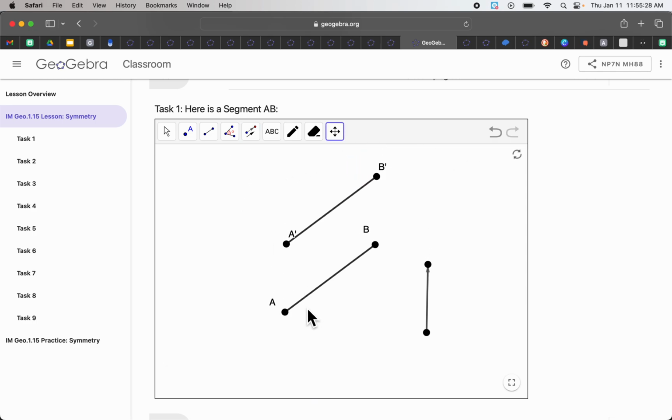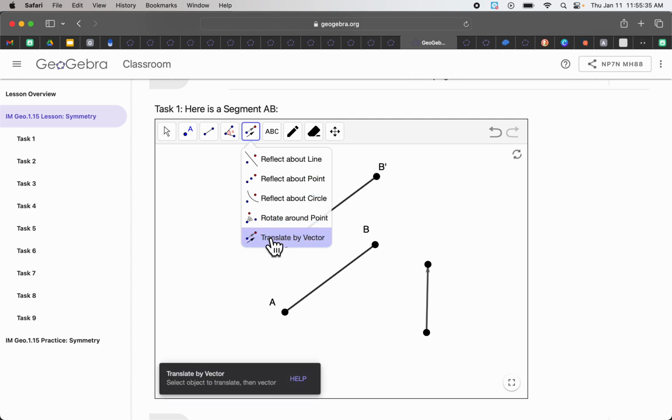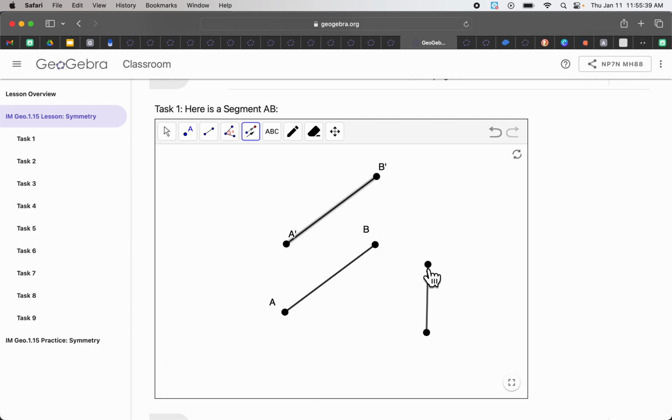It's been translated up, right? It got slid up in the same direction as my vector. And then I'm going to do the same thing, translate by vector, but I'm going to translate it downwards, starting up here and going down to there. And surprise, surprise, it lands on the same spot. Are we shocked? No, not really.